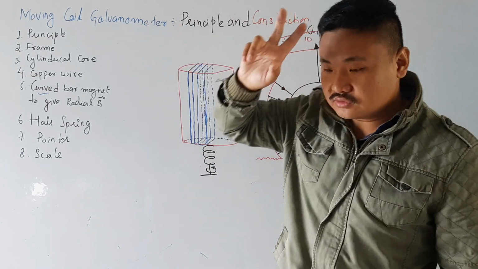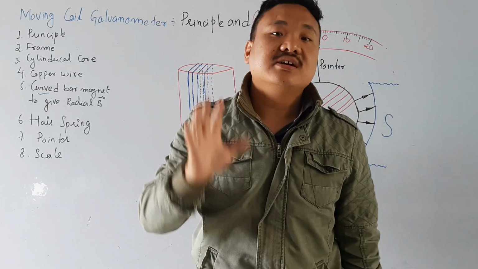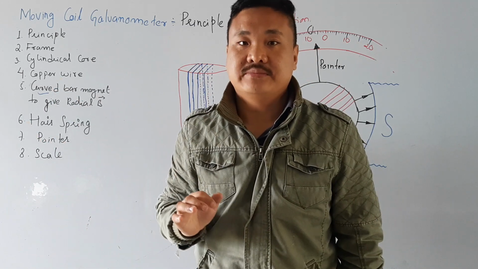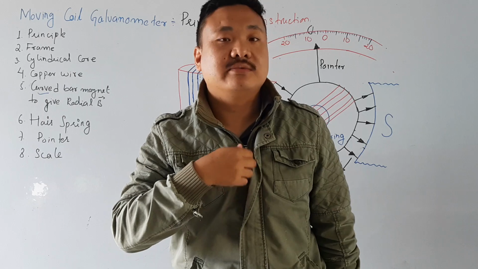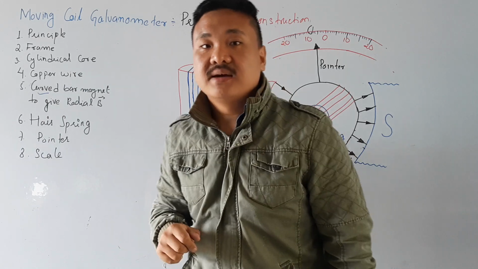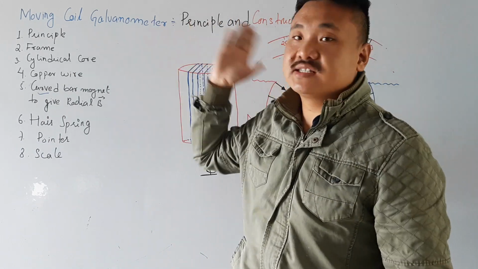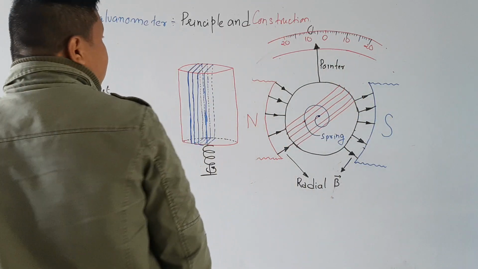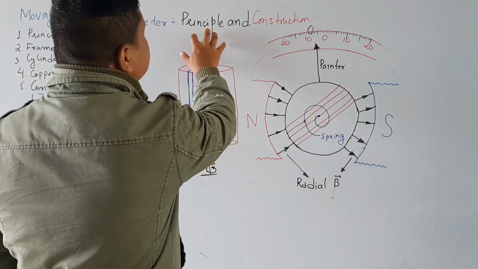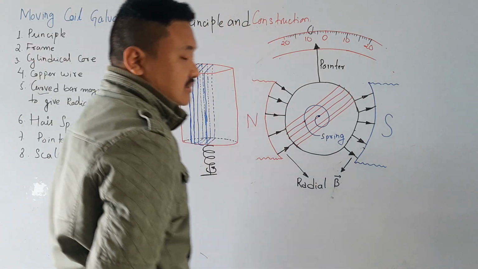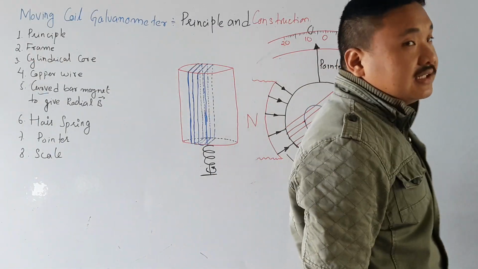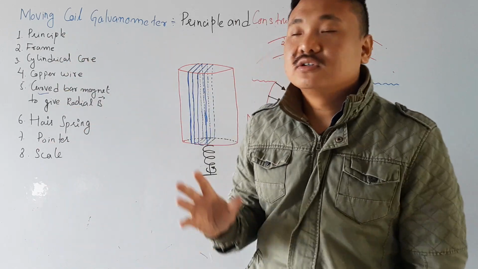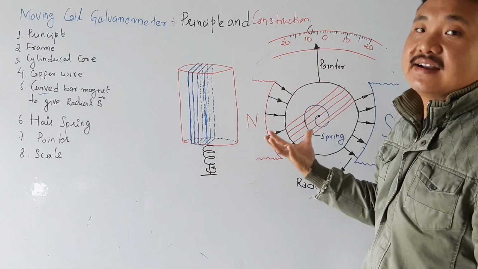There are two or more types of galvanometer, like the moving coil galvanometer and the suspended coil galvanometer. The suspended coil galvanometer you will study in college, but the moving coil galvanometer we study in class 12. In this lecture I am going to teach you the principle and the construction. First, I will show you the diagram of this galvanometer.